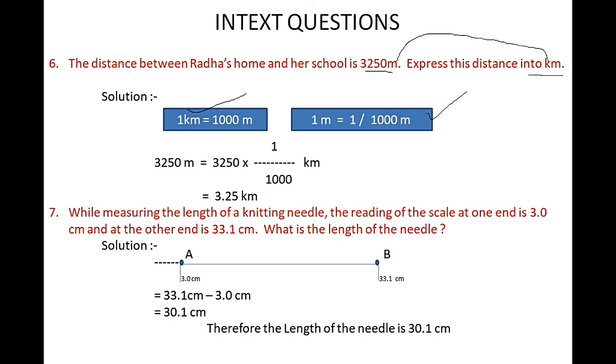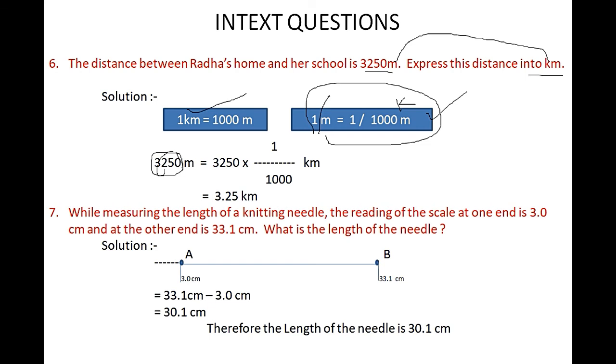3250, write the number as it is, into 1 meter. What formula do we know? 1 meter is equal to 1 by 1000 kilometer. I missed the K here. So 3250 into 1 by 1000 kilometer.